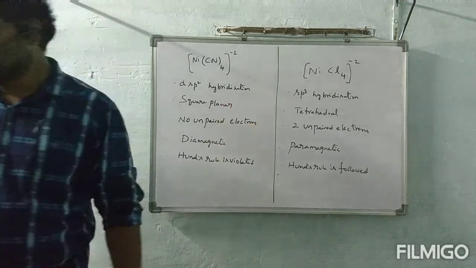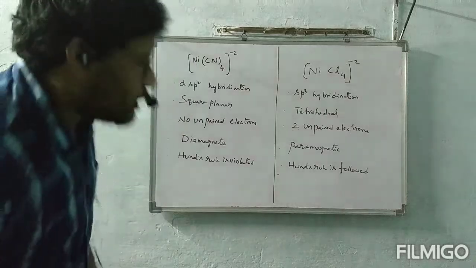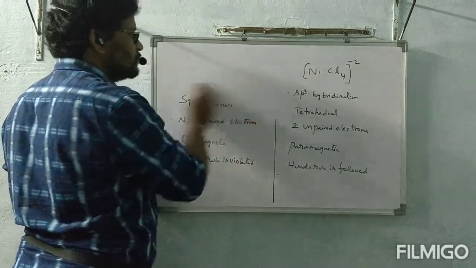Okay, just observe these two, all of you. Ni(CN)4 minus 2 and NiCl4 minus 2: hybridization, structure, unpaired electrons, diamagnetic, paramagnetic, Hund's rule is violated, Hund's rule is followed. Like the first two examples, I gave some comparisons, and like that here also I gave these comparisons. After completion of this, we will keep the heading magnetic properties of coordination compounds, under valence bond theory only.